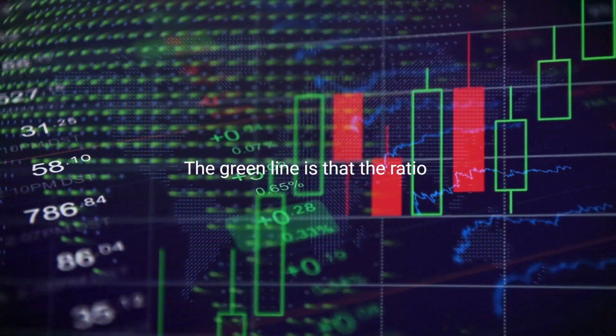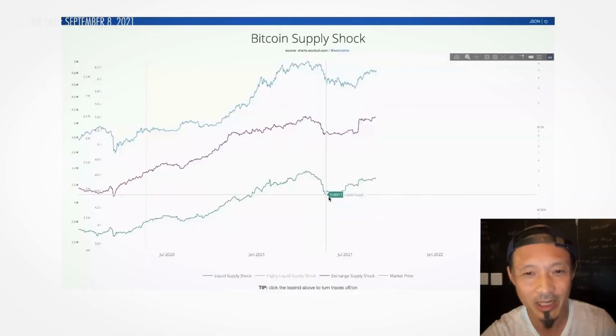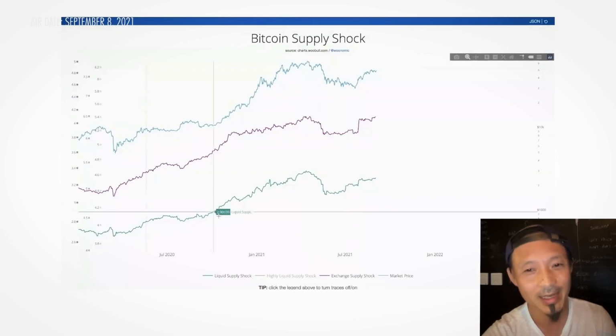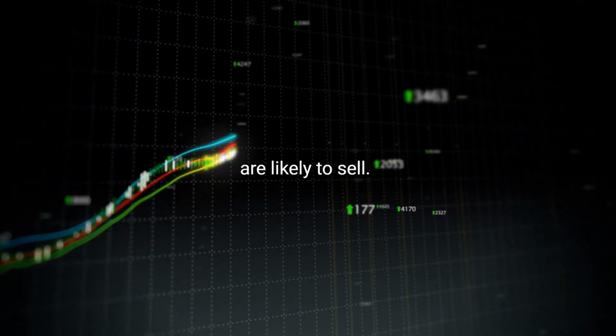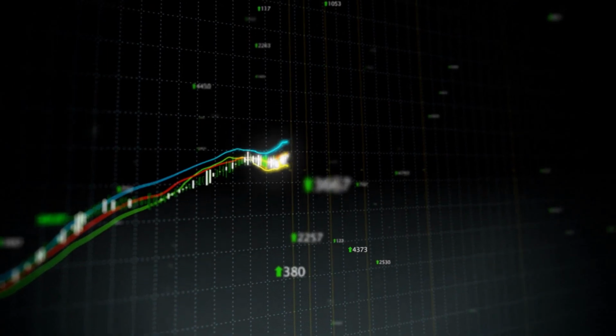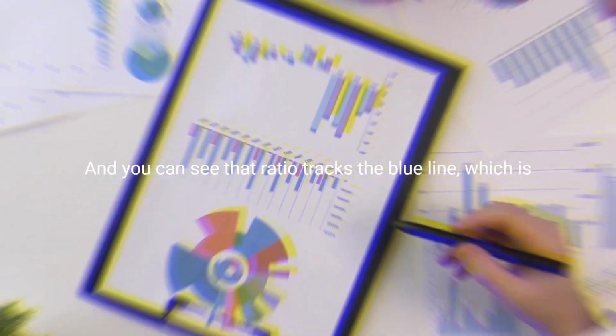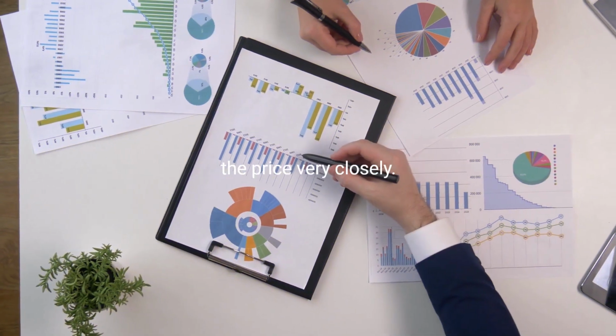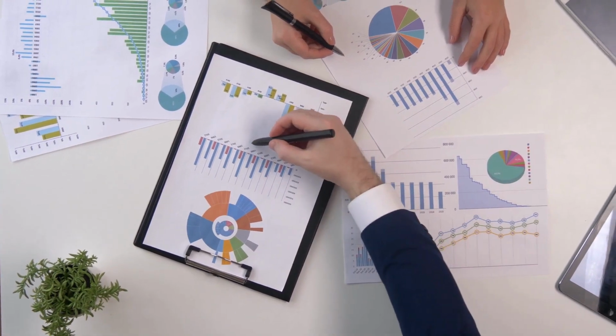Here is the ratio. The green line is that ratio, the ratio of the guys who aren't selling to the ratio of the guys who hold coins and are likely to sell because they're speculators. And you can see that ratio tracks the blue line, which is the price, very closely, right?